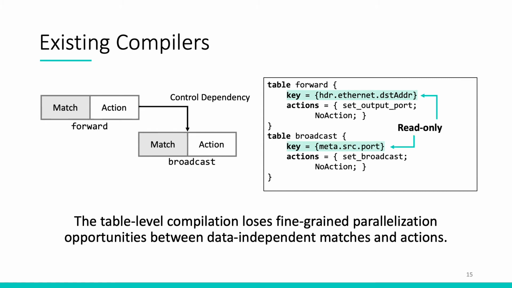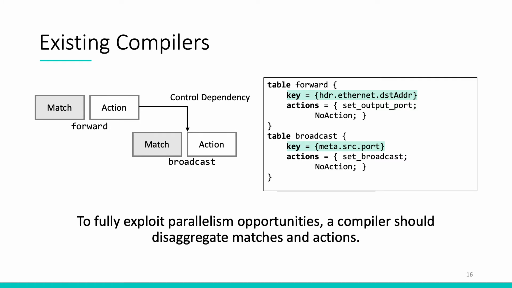But if we closely observe the matches and the actions, the match functions of the tables are read-only functions because they compare key variables with given values, not modifying any values. Therefore, the match of the table broadcast is independent from the counter-dependency, so a smart compiler can prefetch the matches and allocate the two matches in parallel. To fully exploit parallelism opportunities, a compiler should disaggregate matches and actions.